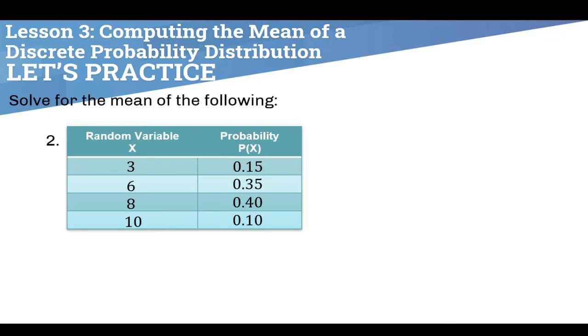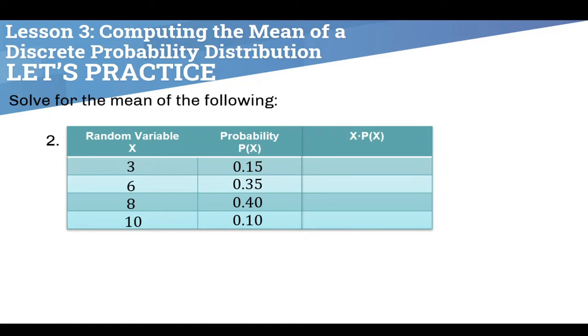Yan. 3, 6, 8, 10, with probabilities 0.15, 0.35, 0.4, 0.1. Okay. So, again, paano natin kukumpitin yung mean nito? Okay. Gawa tayo ng column. Then, i-multiply natin. So, pag minultiply natin, ganito lalabas. 3 times 0.15 is 0.45. 6 times 0.35, 2.1. 8 times 0.4 is equals to 3.2. 10 times 0.1 is equals to 1.